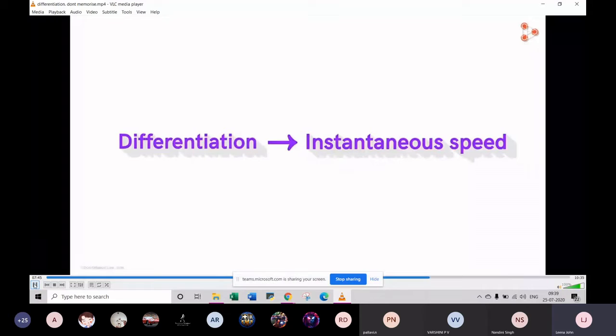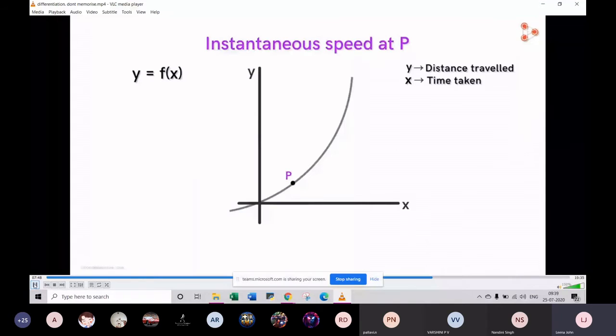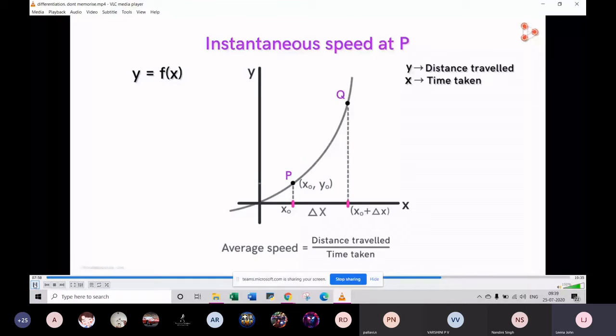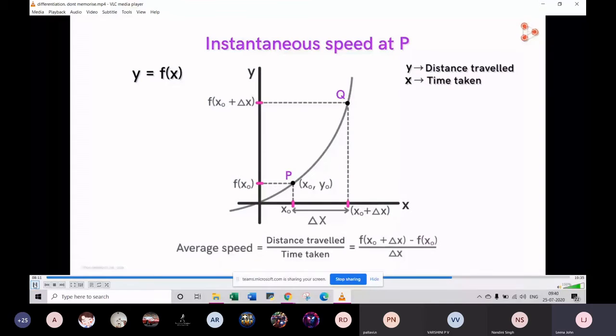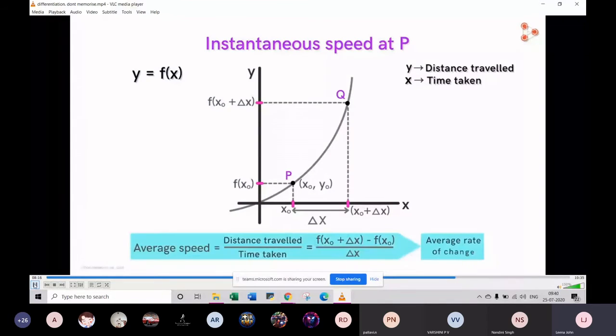Let's say we want to find the instantaneous speed at this point P, that is at the time instant x naught. For this, we first find the average speed for some time interval delta x. At x naught, the distance covered will be this. And at x naught plus delta x, it will be this. So the average speed in the time interval delta x will be equal to this. For a function, this ratio is called the average rate of change.